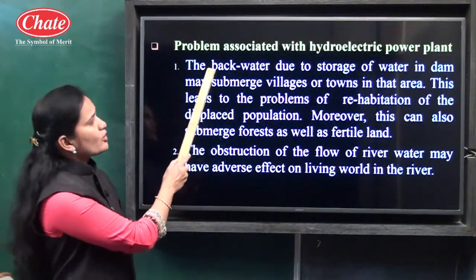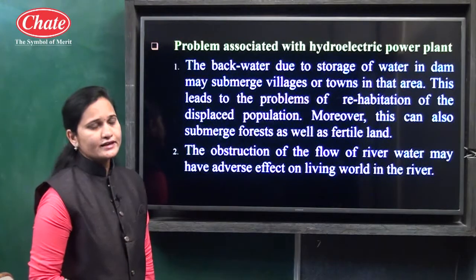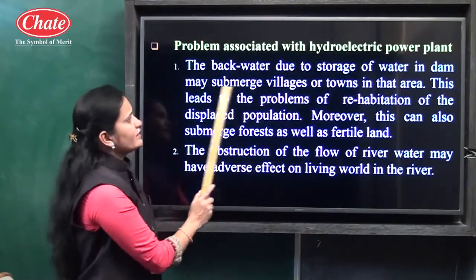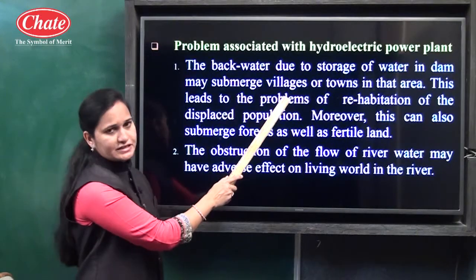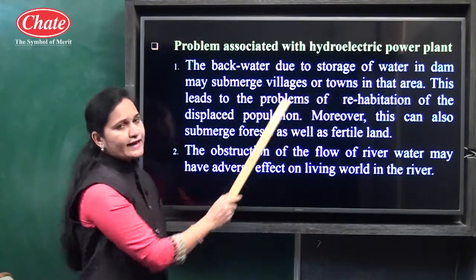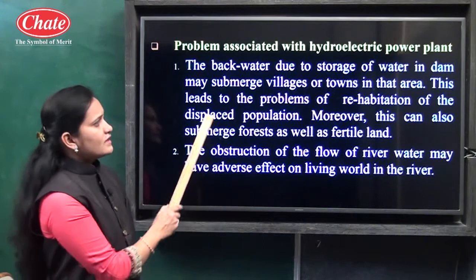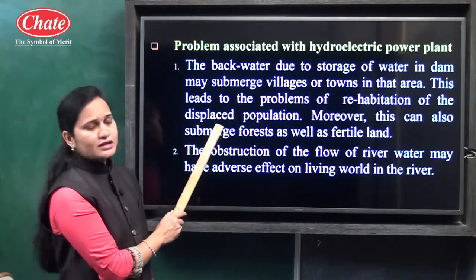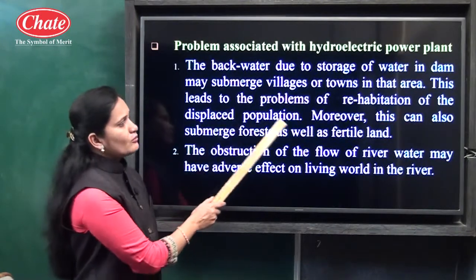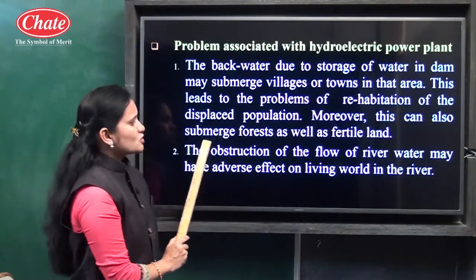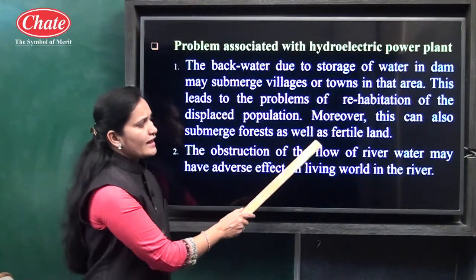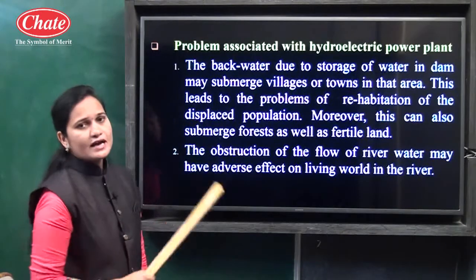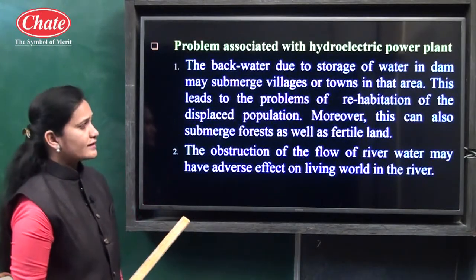Now we will see the problems associated with a hydroelectric power plant. The backwater due to the storage of water in the dam may submerge villages or towns in that area. This leads to the problems of rehabilitation of the displaced population. Moreover, this can also submerge forest as well as fertile land. This is the first problem which arises because of the hydroelectric power plant.